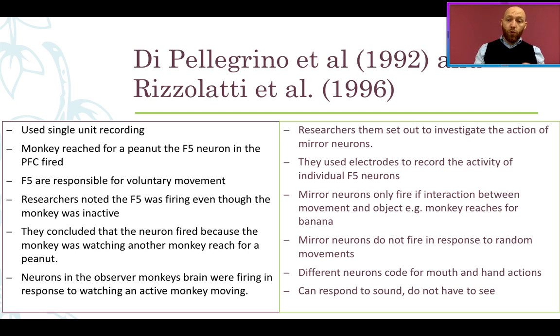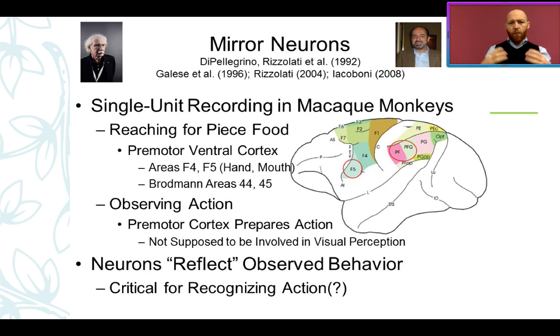Different neurons code for mouth and hand actions, they found, and the neurons themselves can also respond to the sound of an animal performing an action. So if you heard an animal grasping a banana, I can't really imagine what that sounds like, but you get the idea. If you hear the animal doing it, your mirror neurons still fire. So it's not just linked to vision. This is groundbreaking stuff. Why? Because mirror neurons may provide an explanation of how we imitate behaviours.